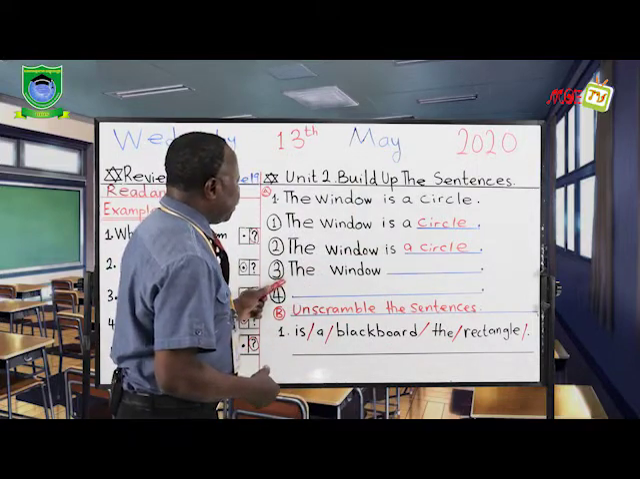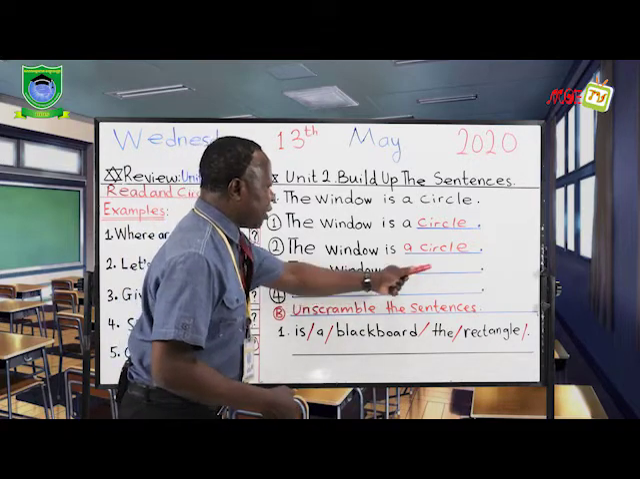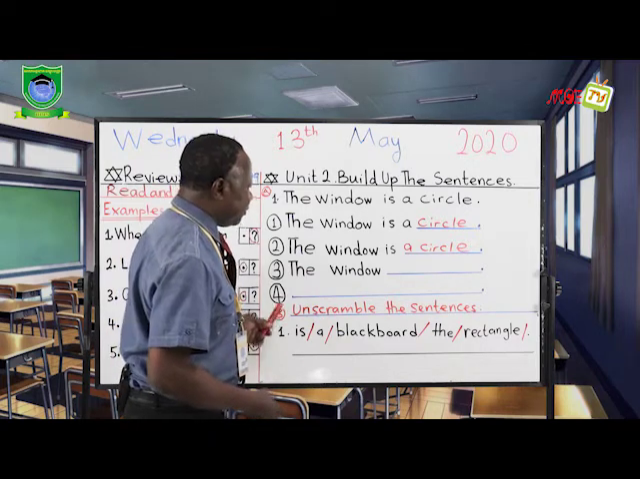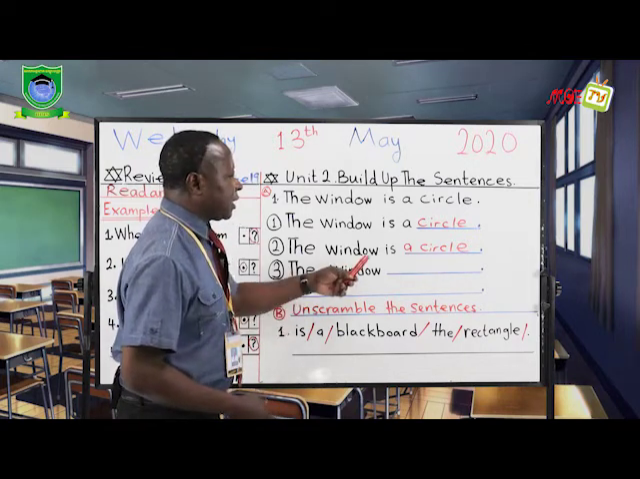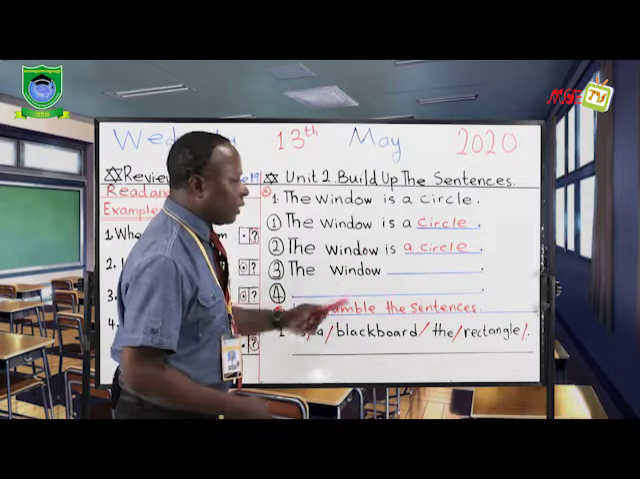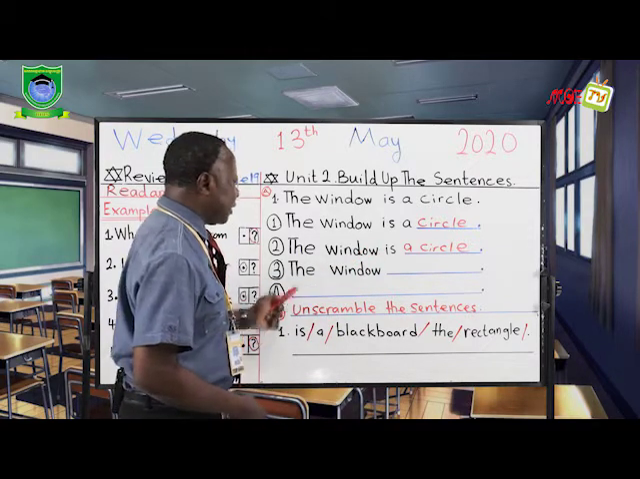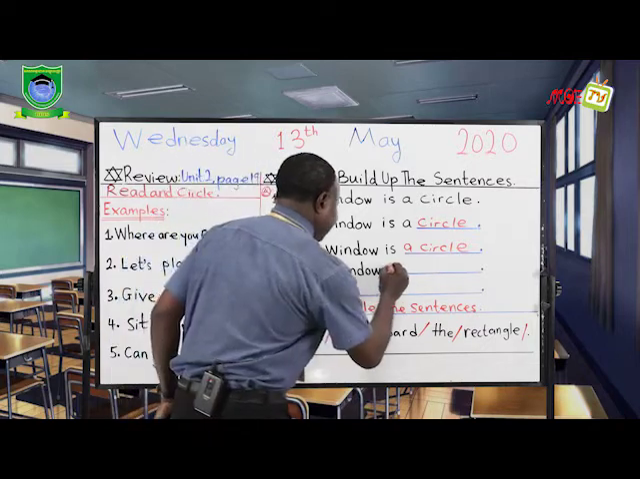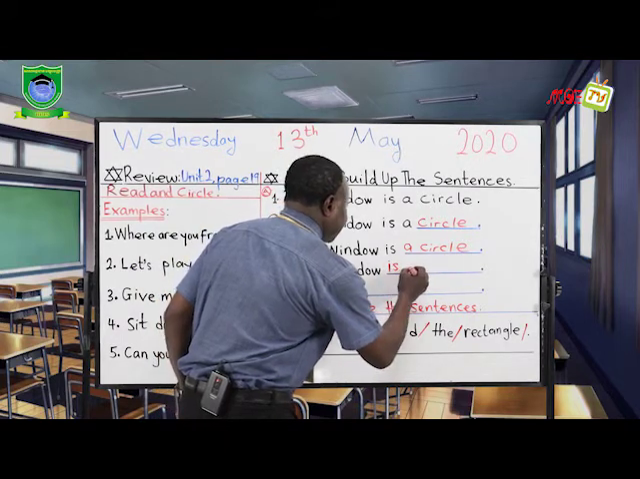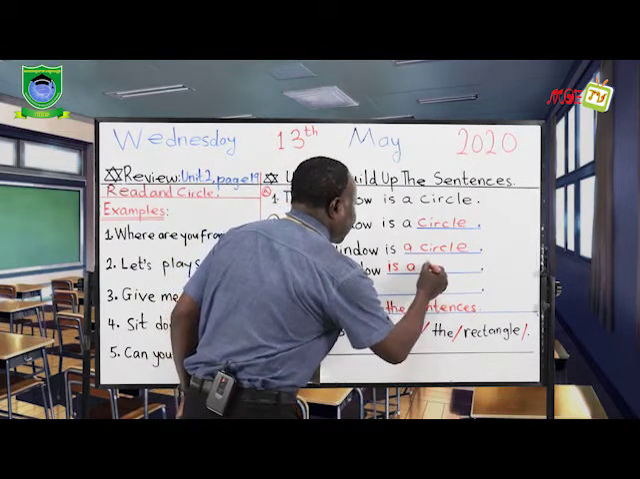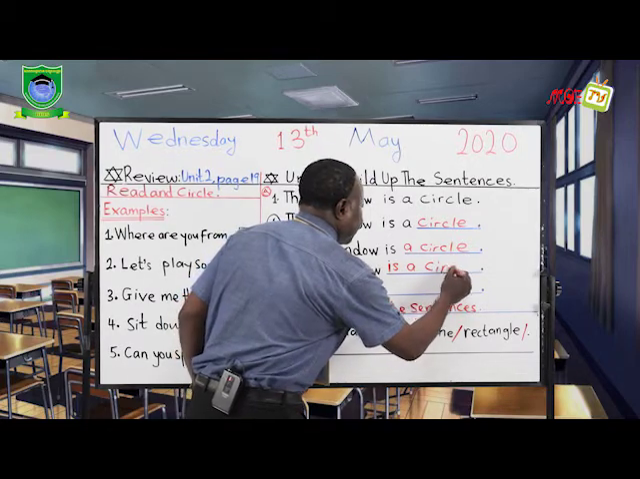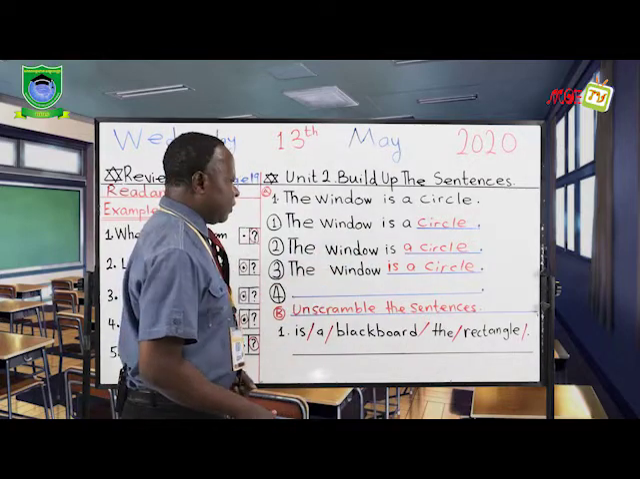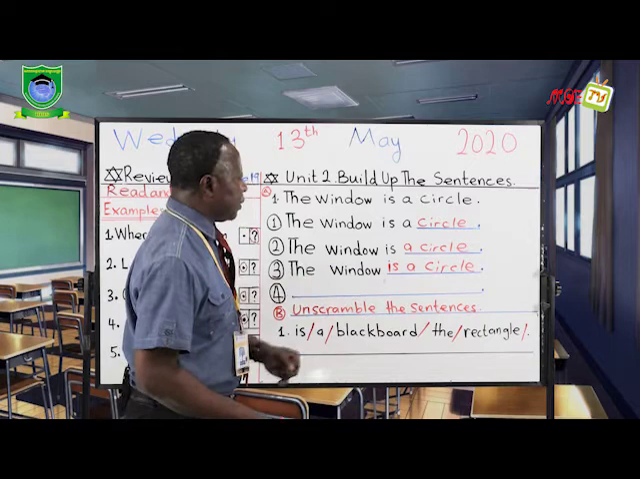Number three, the window dash, dash, dash. How many words are missing in this? We got three: is, a, circle. They are missing from this sentence, so we have to build it up. We need is, a, circle. Now the sentence is complete. The window is a circle.